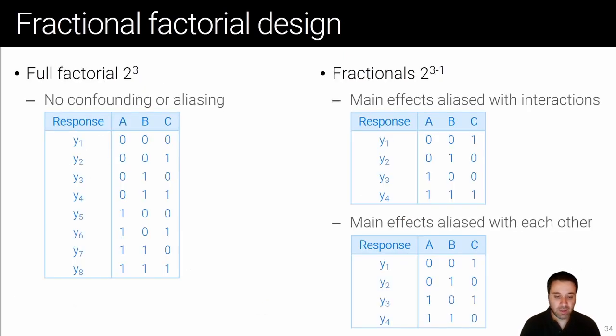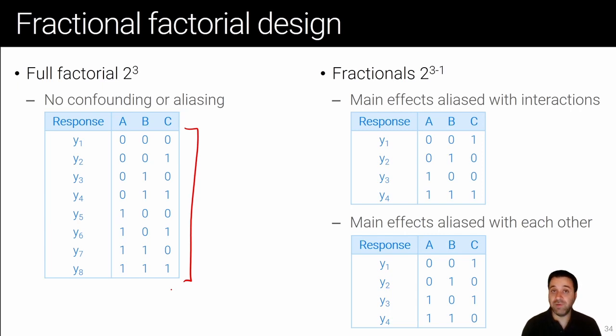Let's see an example. So here on the left, we have a full factorial design with three factors of two levels, A, B, and C. 2 to the power of 3 is 8 observations. So we have here a full factorial design with 8 observations.